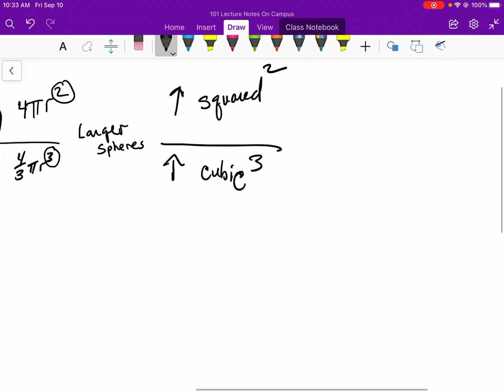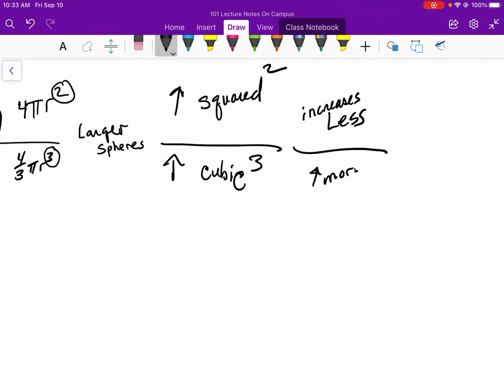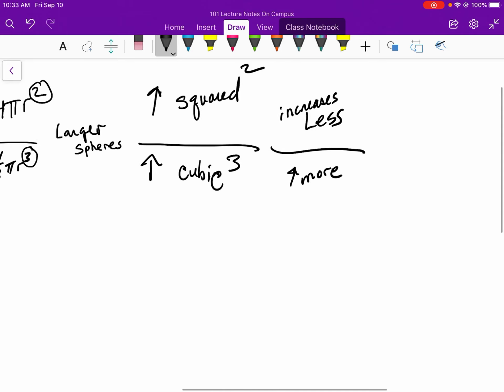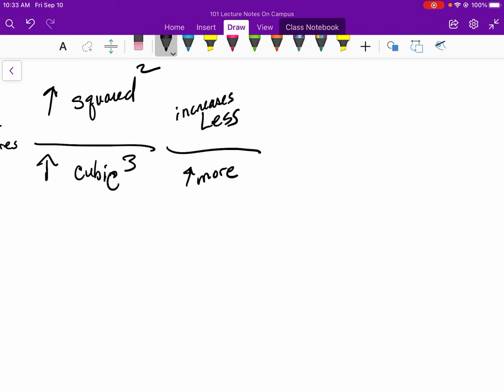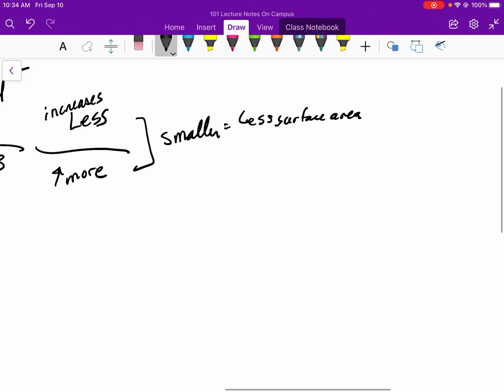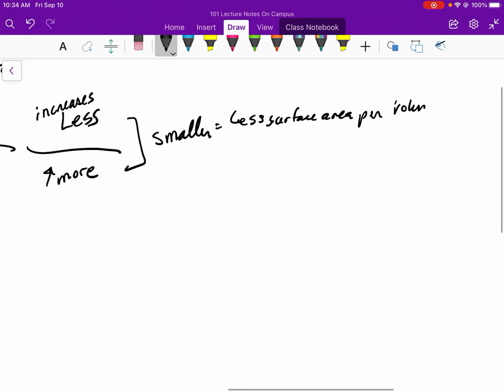which is to the 2 and this is to the 3. So you're going to see the surface area always increases less, and this one increases more. So as a result, the ratio gets smaller as the cell gets bigger. So the entire ratio gets smaller, right? So you get less surface area per volume as spheres get larger, or cells, however you want to think about it.